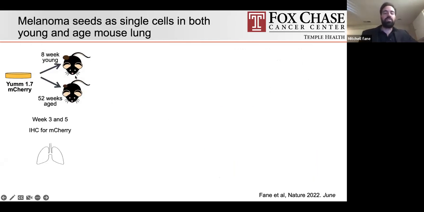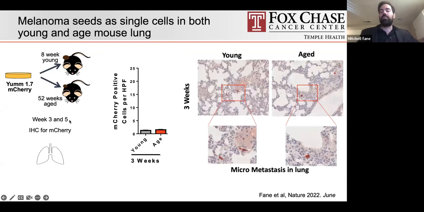So to first look at this, what I did is I formed primary tumors in our young versus aged mice using our Yum 1.7 model, but this time containing an mCherry fluorophore. It basically allows us to look at how these cells disseminate into the lungs by performing IHC at different time points throughout tumor progression. So 3 weeks was the first time in which we were able to see these cells successfully seed within the young versus the aged lung.